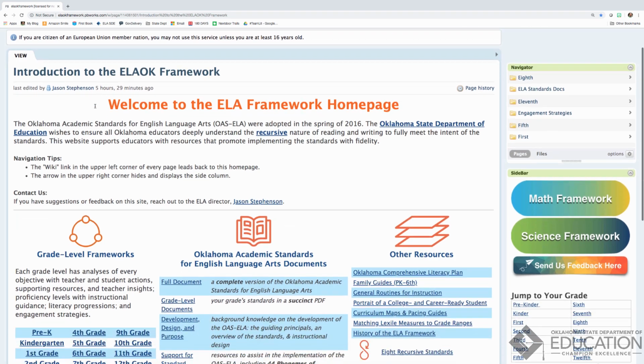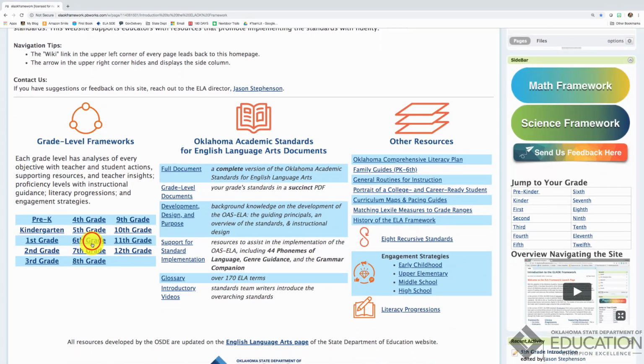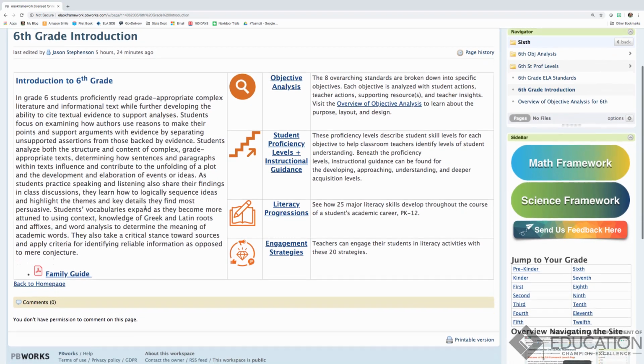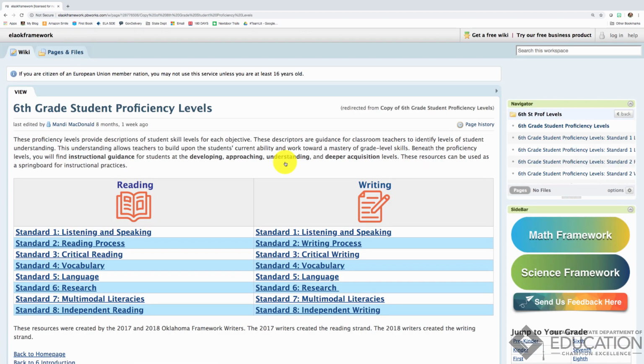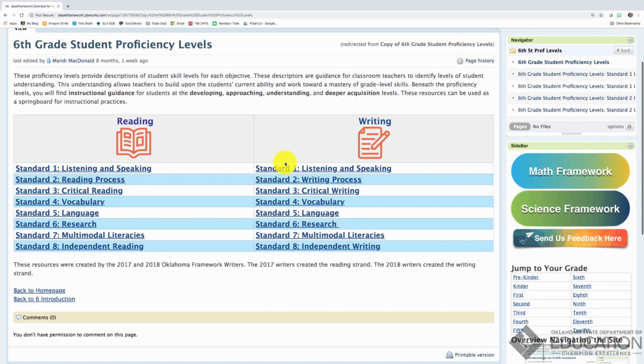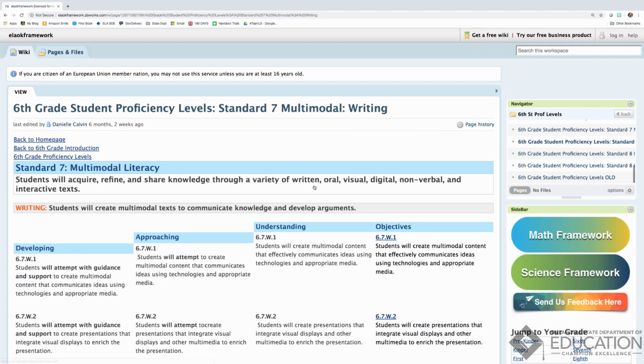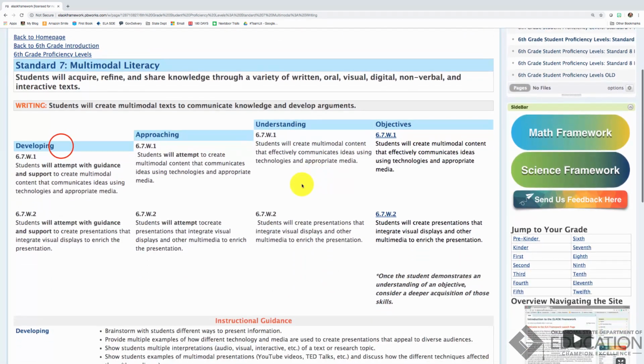Now let's look at student proficiency levels for 6th grade. These proficiency levels describe student skill levels for each objective to help classroom teachers identify levels of student understanding. Beneath the proficiency levels, instructional guidance can be found for the developing, approaching, understanding, and deeper acquisition levels. As an example, let's visit the multimodal literacies in the writing strand. The stair-step chart moves from developing to approaching to understanding and objectives.